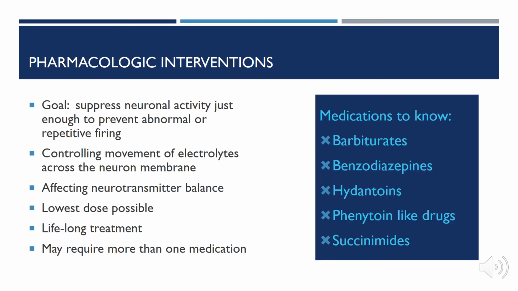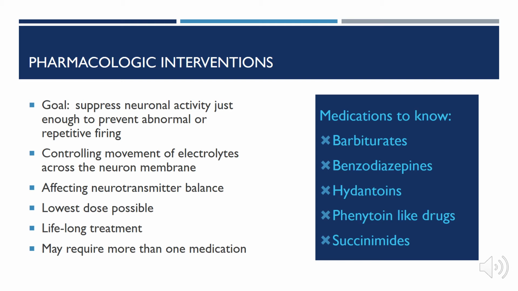Then again, for them, lots of medications that people are on. The goal for pharmacological interventions is to suppress the neurological activities just enough to prevent abnormal repetitive firing. So if we give them too much, their synapses don't fire, they're slow, they can't answer questions. But if we don't give them enough, they can have seizure-like activity. So we control movements of electrolytes across that neuron membrane, which is a very thin gray line, if you will. This affects the neurotransmitter balance.